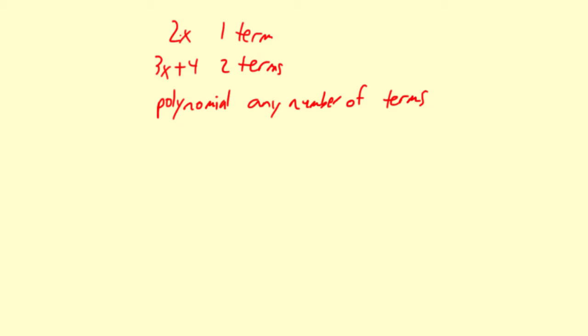So 2x is a polynomial, 3x plus 4 is a polynomial, and you could have 3 terms, 5 terms, a million terms, however many terms you have. So a polynomial function looks like this, for example. Okay, that's a polynomial function.